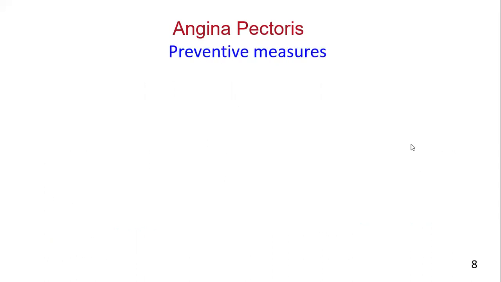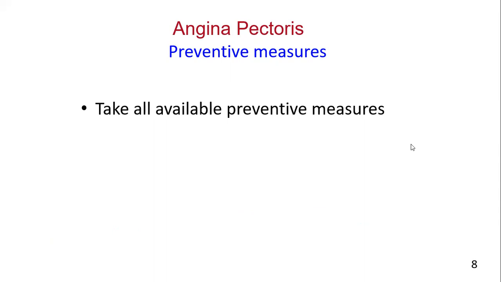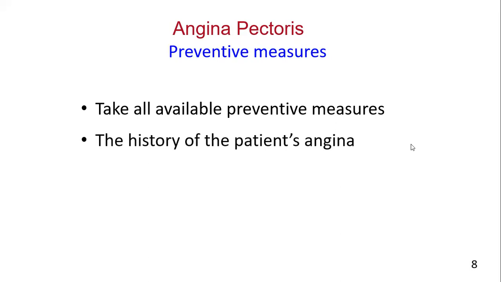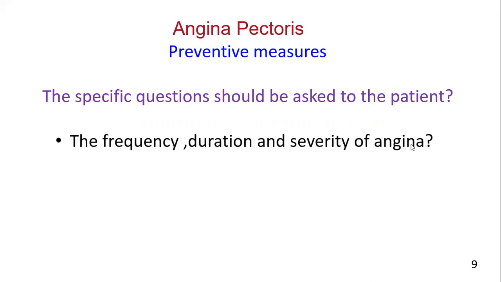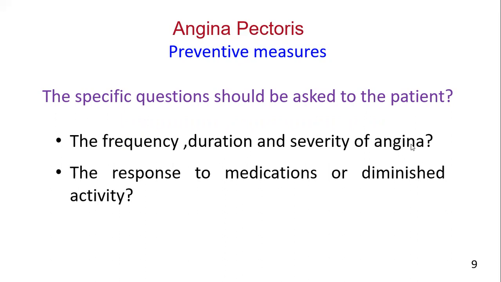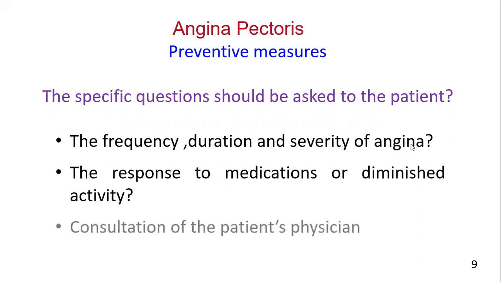The practitioner's responsibility to a patient with an anginal history is to use all available preventive measures, thereby reducing the possibility that the surgical procedure will precipitate an anginal episode. Preventive measures begin with taking a careful history of the patient's angina. The patient should be questioned about the events that tend to precipitate the angina, the frequency, duration, and severity of angina, and the response to medications or diminished activity. The patient's physician can be consulted about the patient's cardiac status.